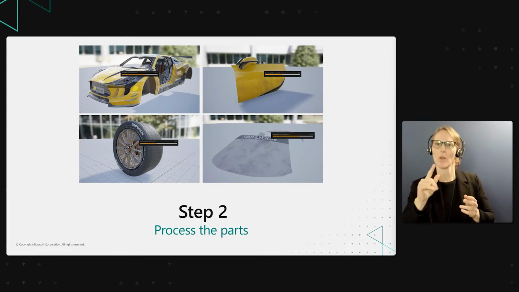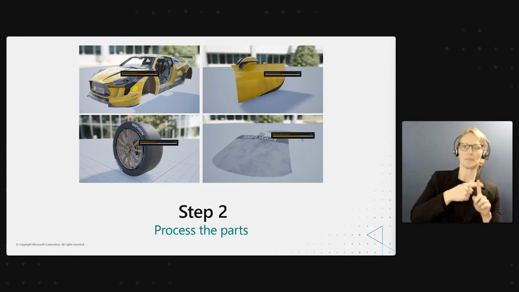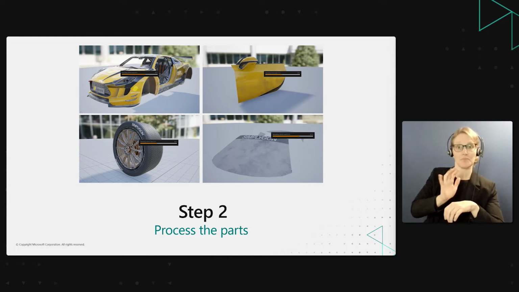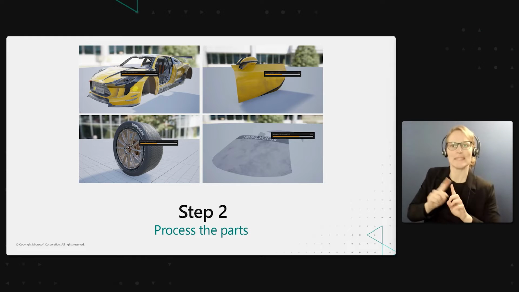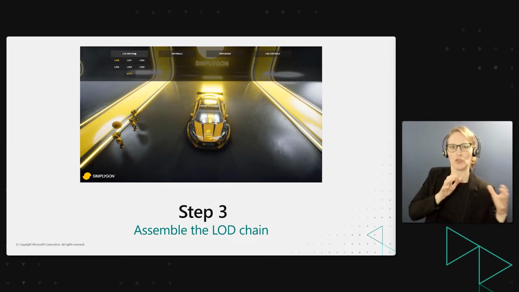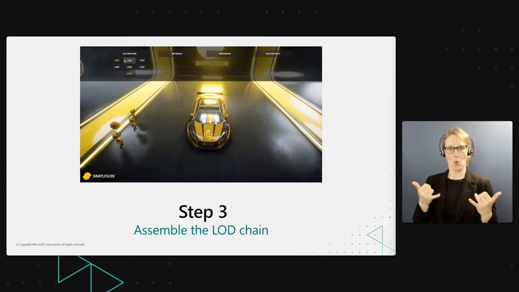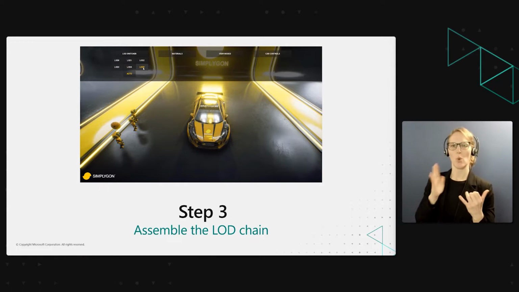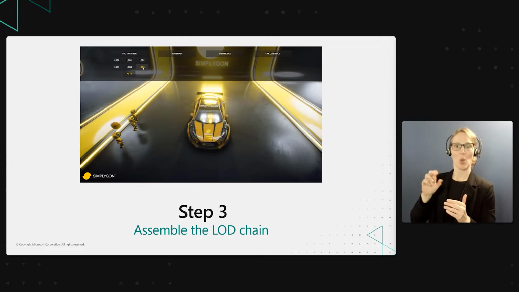So now that we have set up the settings that we're going to use, we're just going to go through all the different assets and process them. So basically each of the clusters. And once that's done, we can now assemble the LOD chain. And let's just have a look at that. So here we can see the resulting LOD chain for that object. And that is the straightforward LOD chain.